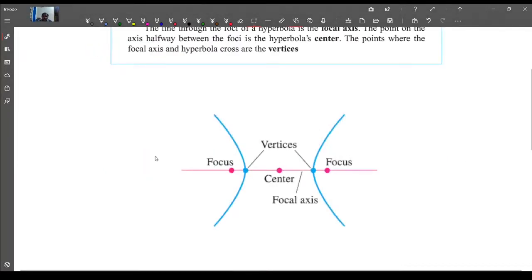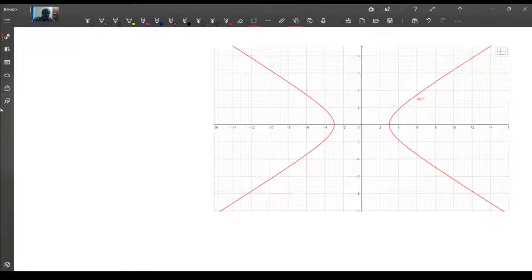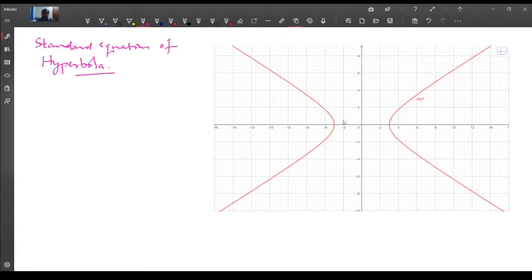So consider this figure. A hyperbola has two foci, focus 1 and focus 2. The line passing through the foci is called the focal axis. The midpoint of the segment joining focus 1 and focus 2 is called the center, and the hyperbola meets the focal axis at two points called the vertices. Now we discuss the standard form equation of hyperbola. A hyperbola with the focal axis being the x-axis or the y-axis is called a hyperbola in its standard position.